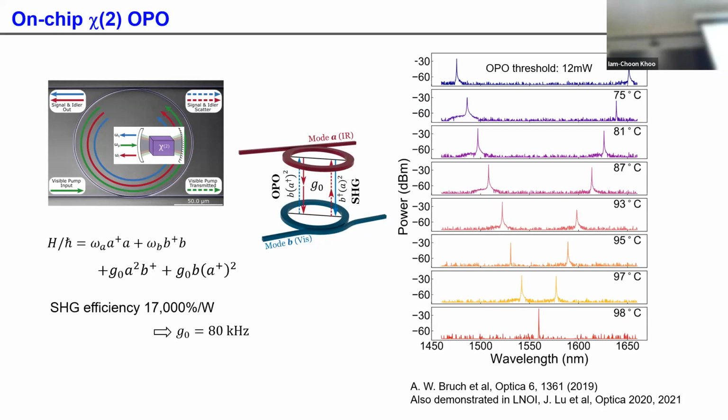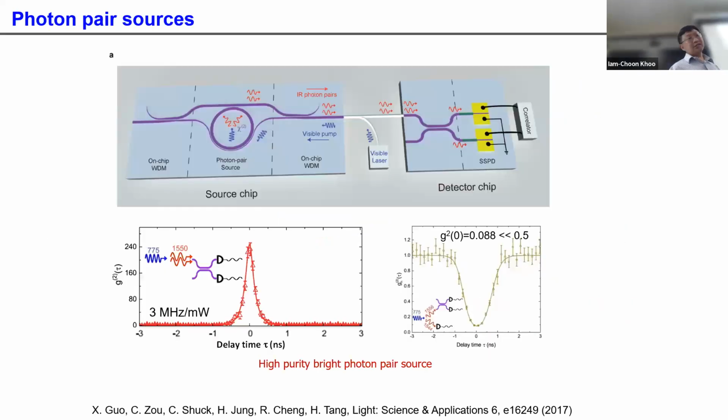So those are OPOs. If you reduce the pump just below the optical parametric oscillation threshold, you have an optical parametric amplifier, or you have squeezed light. You can build an optical parametric amplifier that way, and you can also build a squeezed light source that way. But squeezed light is really hard to measure. So what we do is go further below that threshold to measure the photon pairs. That's actually the next experiment.